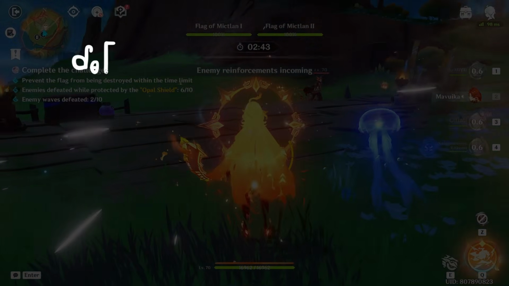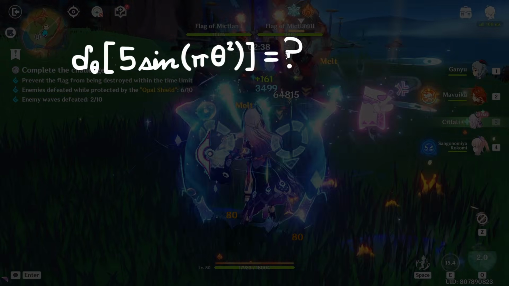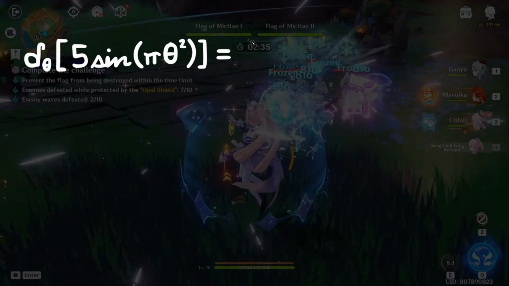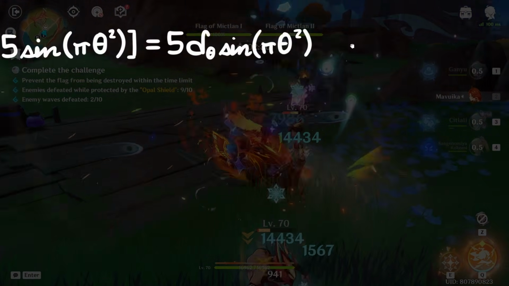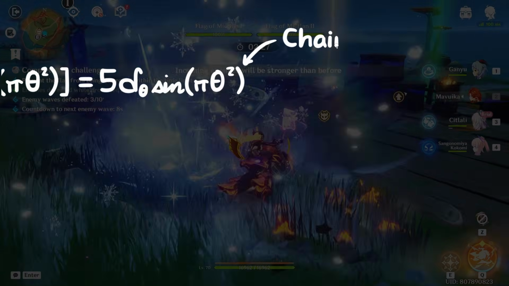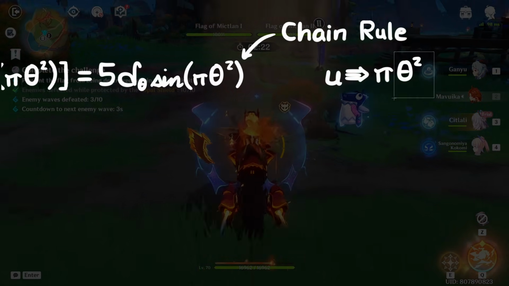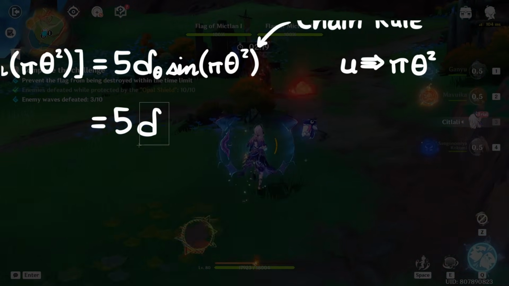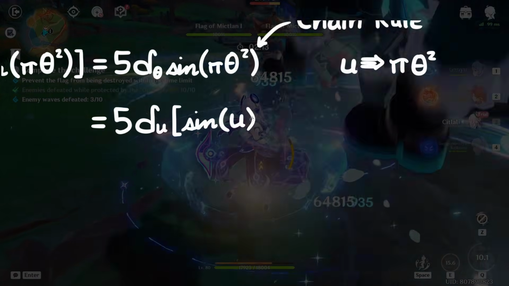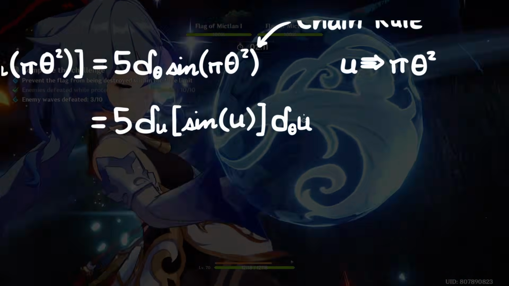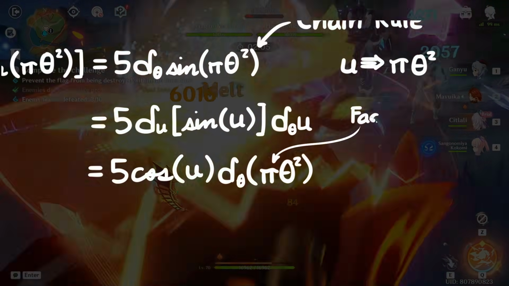On to example 4. The derivative of 5 times sine of pi theta squared with respect to theta. For this one, we can first factor out the 5, but then we have a composite function of a sine and polynomial. This immediately tells us that we need to use the chain rule. What I'll do is substitute pi theta squared with the variable u. So now we have the derivative of sine u with respect to u times the derivative of u with respect to x. The derivative of sine is cosine, and we can make use of the power rule and factor out the constants.